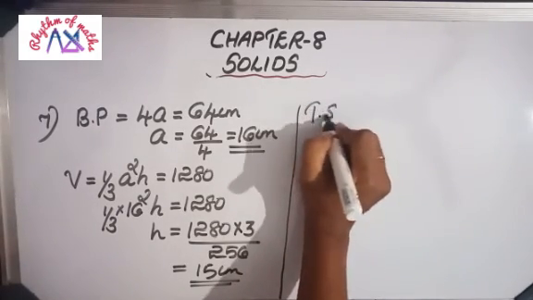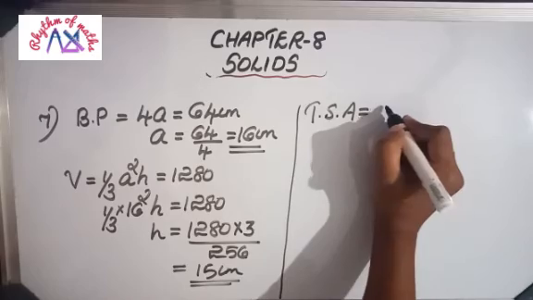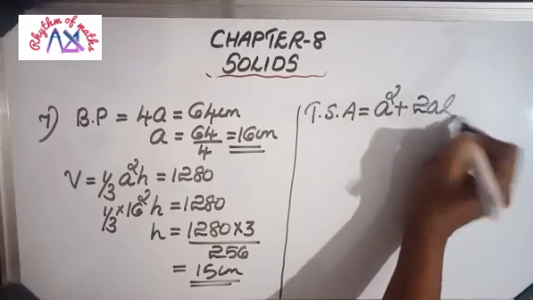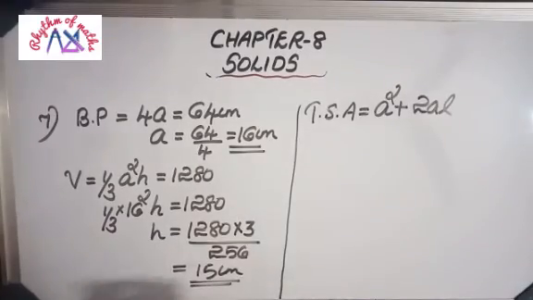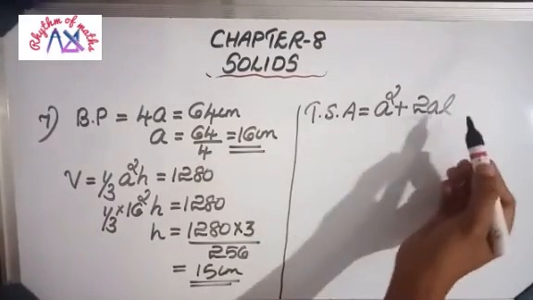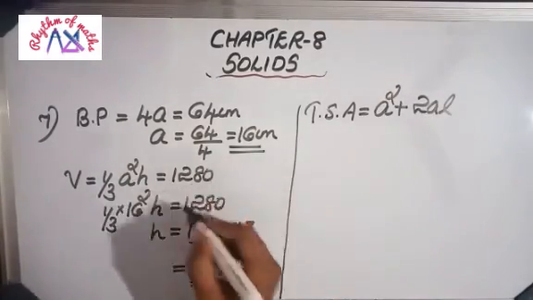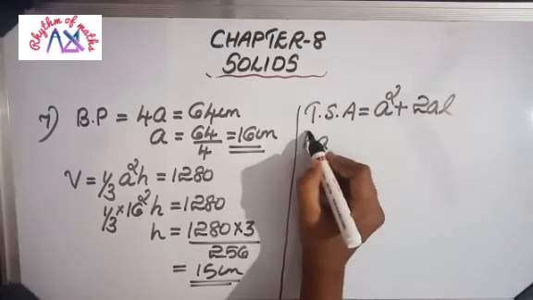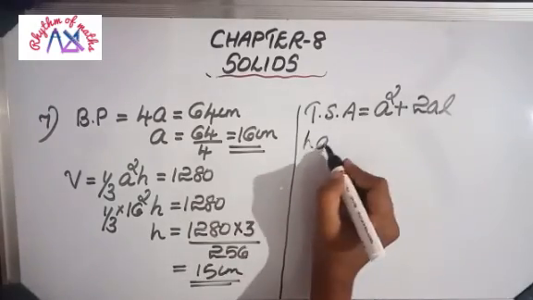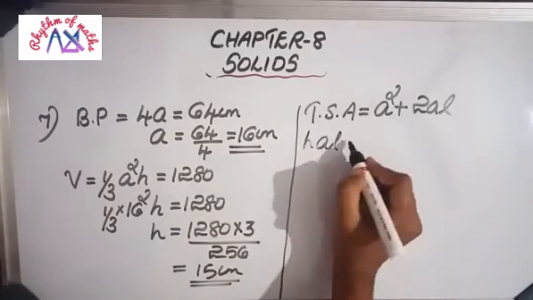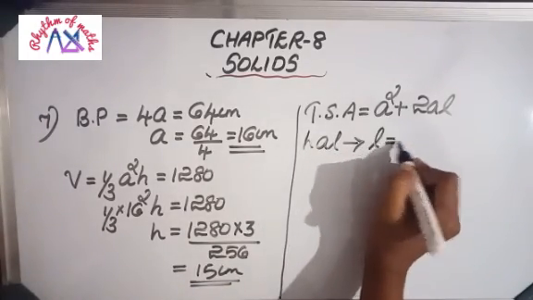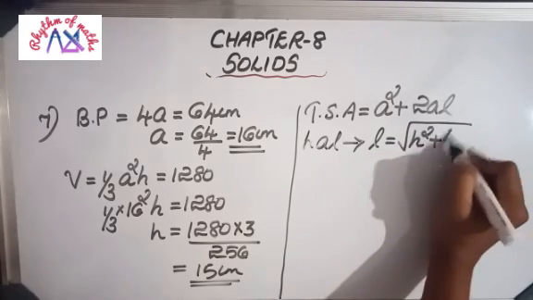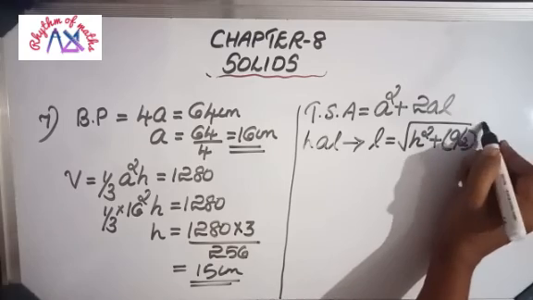Now next we need to find what? TSA we have to find. Okay, TSA. What is the equation for TSA? A square plus 2AL. But L is not given. Okay, in order to find TSA, we need L also. The only things we have are H and A. Okay, H and A we have, L we also need to find. That is all we can consider. That is L equal to root of H square plus a by 2 the whole square.